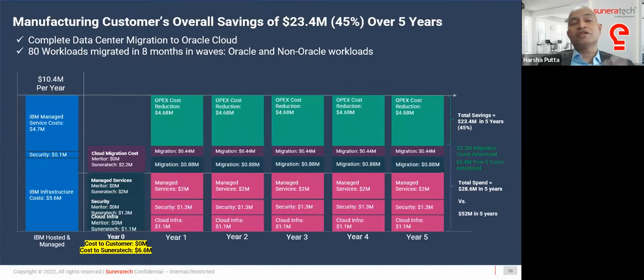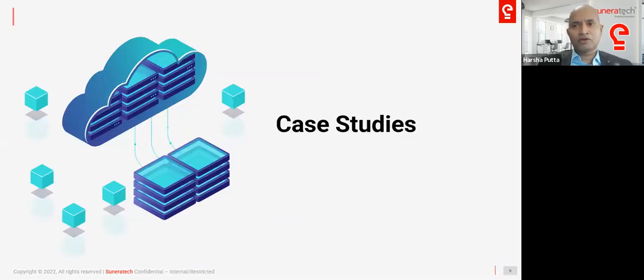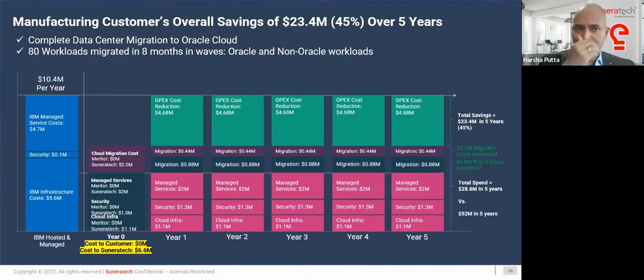Now I'll go straight to the case studies. We're going to talk through this with case studies. This is the manufacturing customer we're talking about. If you look at the leftmost tower, which is in blue, IBM was hosting the entire data center. As you can see, the infrastructure costs were $5.6 million per year, and the managed services cost was $4.7 million. And the minimal security that they were providing, literally in terms of the entire virus, was $0.1 million.